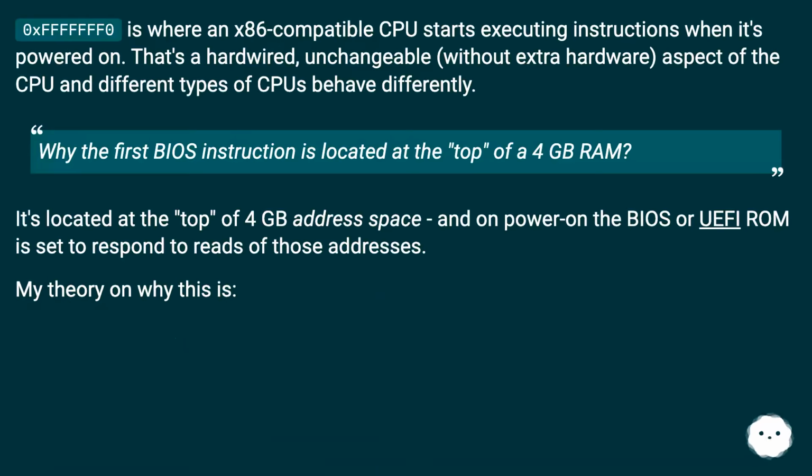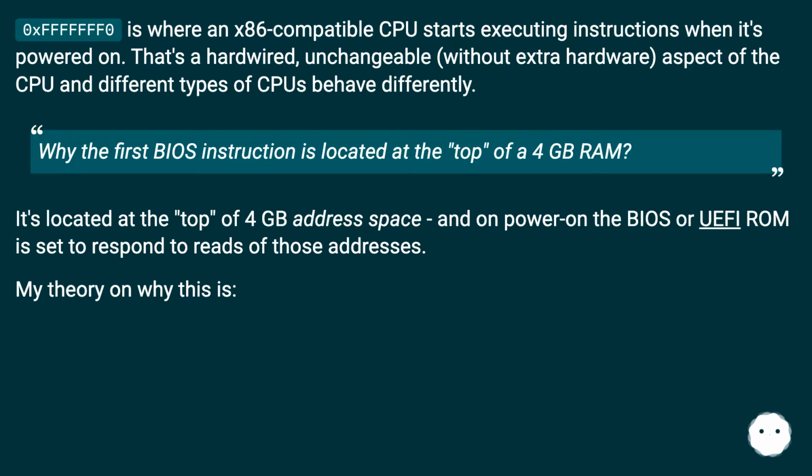0xFFFFFFF0 is where an x86 compatible CPU starts executing instructions when it's powered on. That's a hardwired, unchangeable, without extra hardware, aspect of the CPU, and different types of CPUs behave differently. Why is the first BIOS instruction located at the top of a 4 GB RAM? It's located at the top of 4 GB address space, and on power on the BIOS or UEFI ROM is set to respond to reads of those addresses.